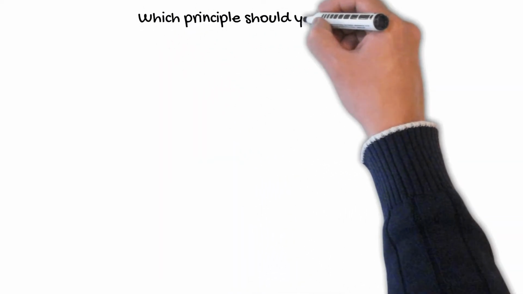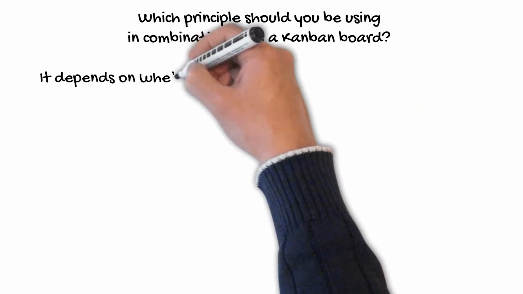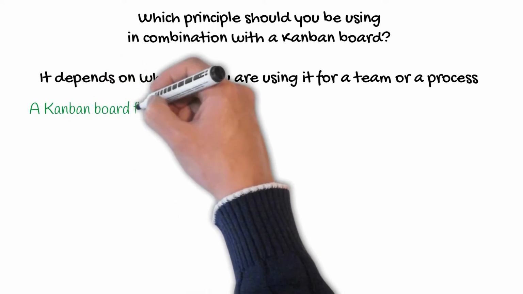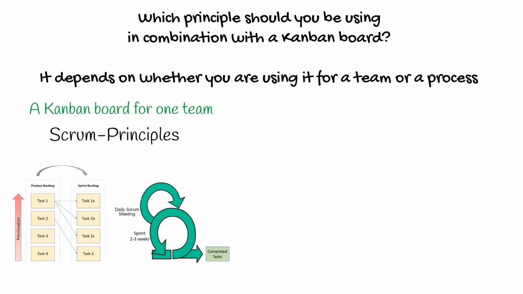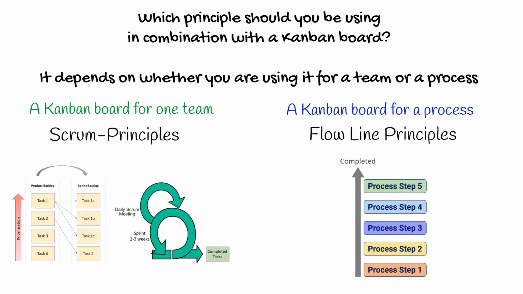So which principle should you be using in combination with a Kanban board? Well, it depends on whether you are using it for a team or a process. Use Scrum principles if you're using a Kanban board for a team, or use flowline principles if you're using a Kanban board for a process, both of which we'll be getting into shortly.